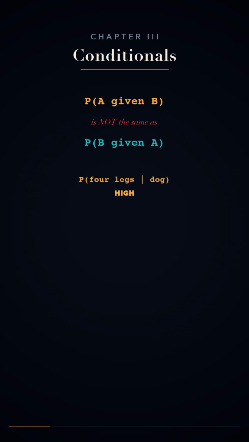Now we reach the idea that breaks most people's intuition. Conditional probability. The probability of A given B is not, in general, the same as the probability of B given A. This sounds obvious when stated abstractly, but humans get it wrong constantly.